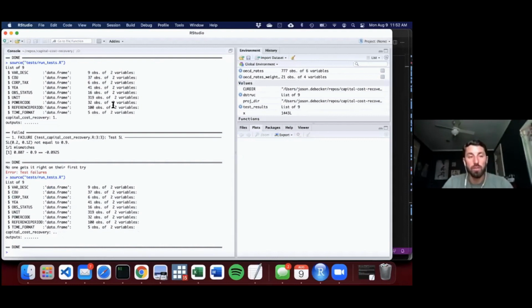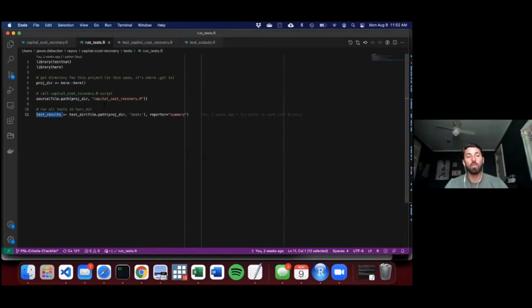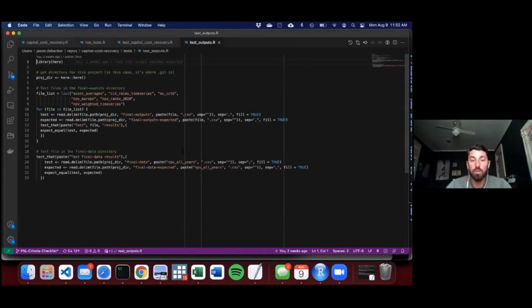Writing and running those unit tests is as simple as defining the unit test in a script and then having one more script that's going to call those unit tests by passing a test directory to the test that package. All right, let me show you real quick here. Those other tests were a test of the outputs of the model. So this is testing that what's generated from the capital cost recovery model is being reproduced accurately on your machine.